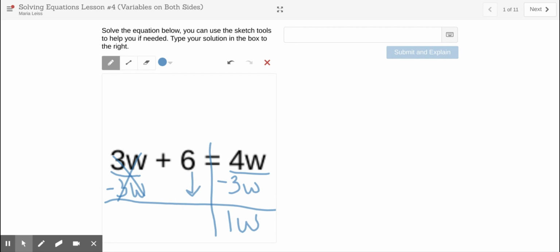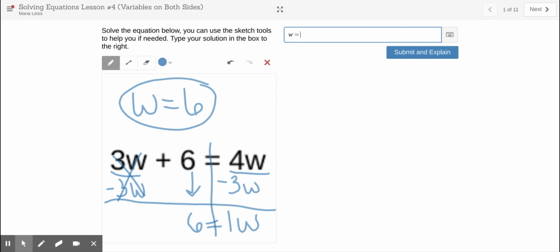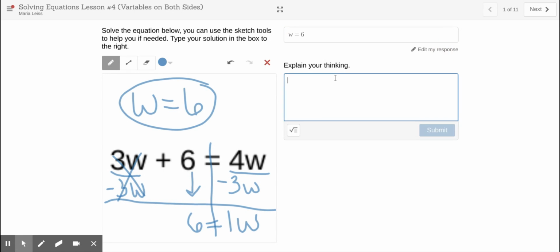Now, I didn't touch the 6. It is still there. So what I have now is 6 is the same thing as 1w. In algebra, they recognize that if it's 1w, they only need to write w. So once you get down to 1w, you have found your answer. How we type that in is we say w equals 6, and then explain our thinking. Over here, I've shown my work. I just need to describe what my work says I did.